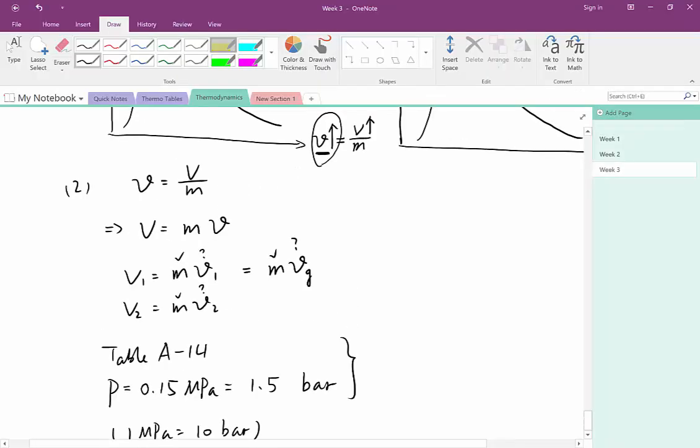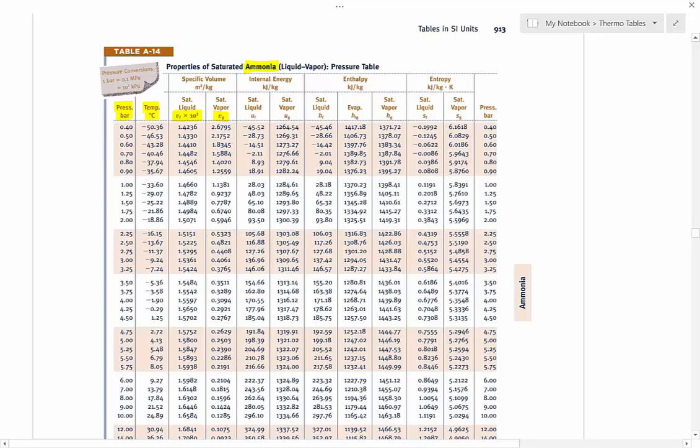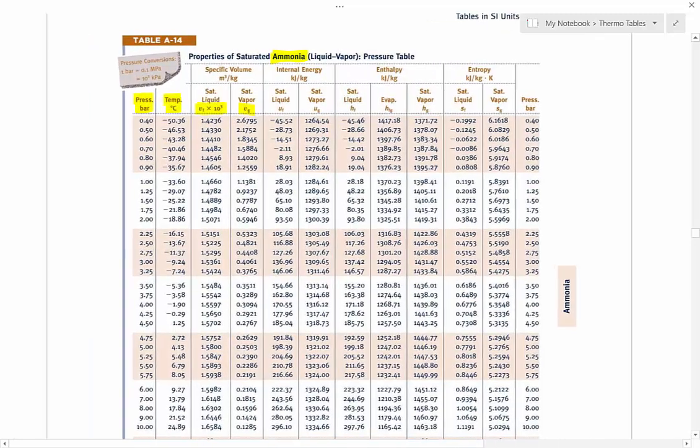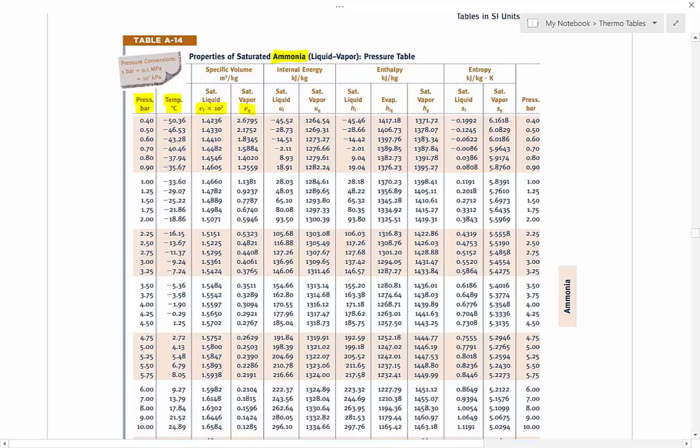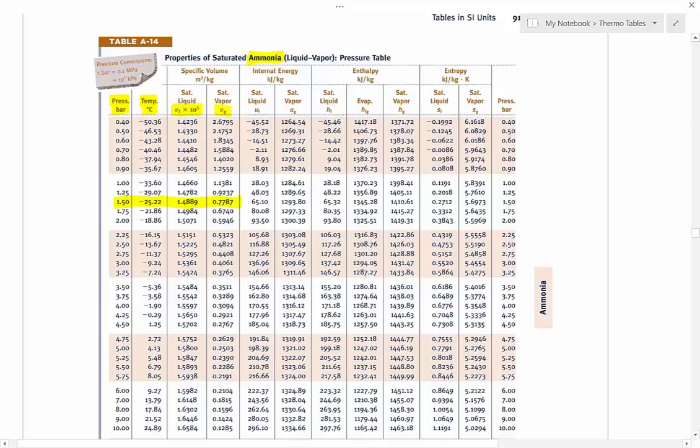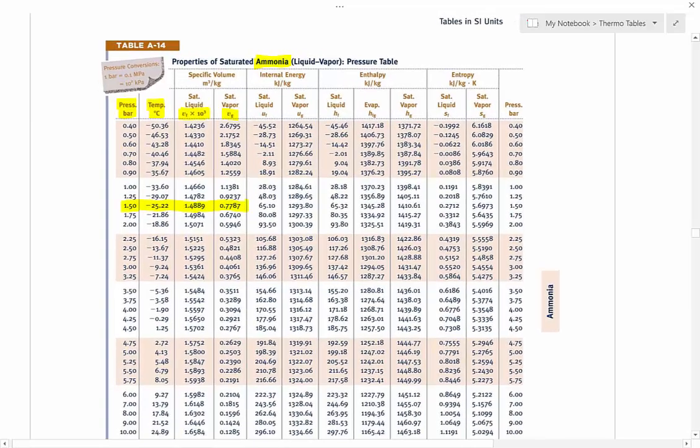So now we can go back to our table, and this time we start from pressure. We know the pressure in the first column is 1.5 bar. So we start from this row. This is the row we look at, 1.5 bar. And what is the property that I'm looking for? I'm looking for nu G. Where's nu G? Nu G is column number 4. So you go down, you look for nu G, this column.